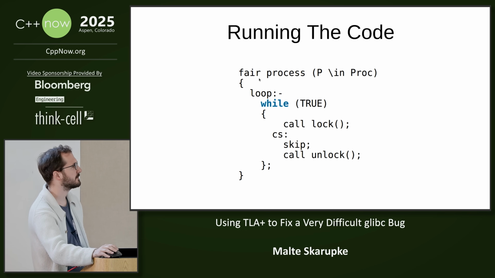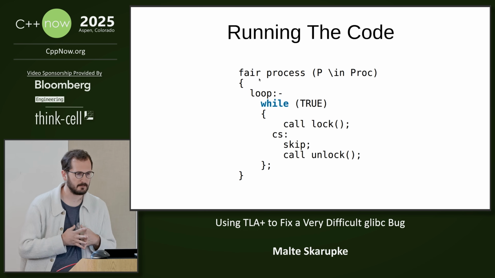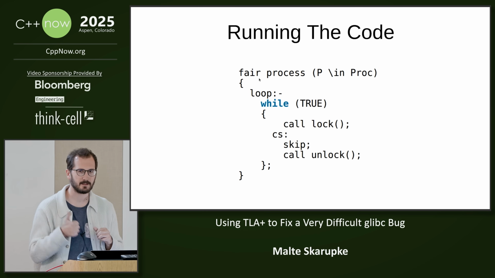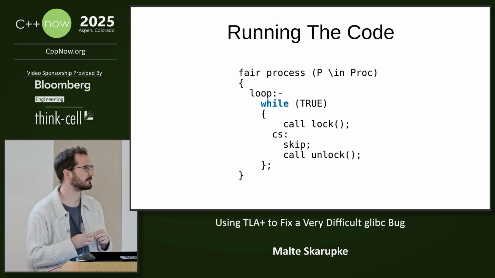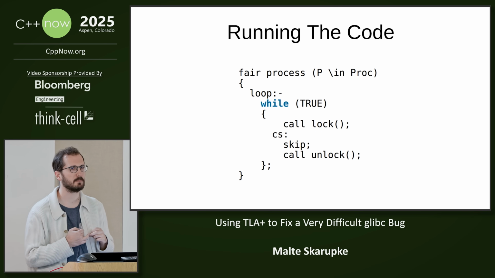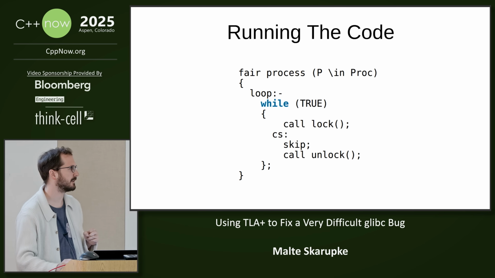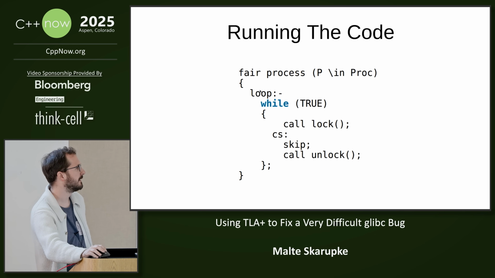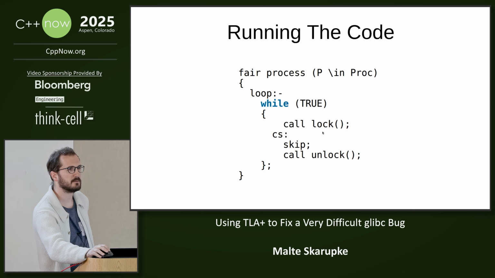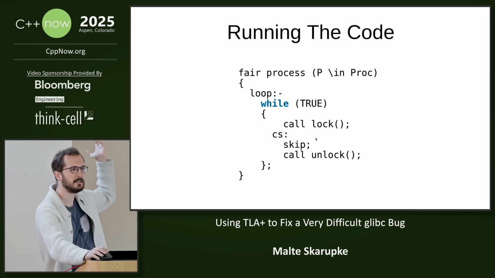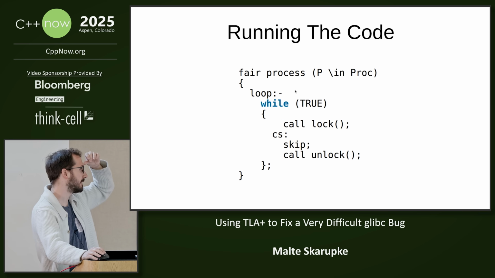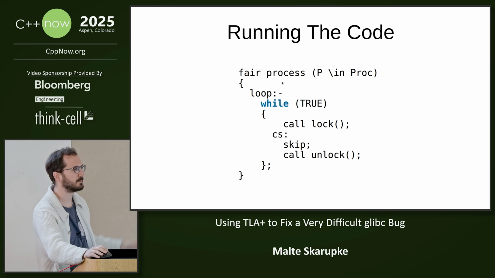Another thing is I say this process is fair. Fair means that the process will not stop randomly. So in C++, the thread is always fair. It doesn't just stop randomly. If it wasn't fair, you could break this very easily because you could lock and then just leave forever in the middle of the code. That's why I have to make it fair, otherwise it would break.